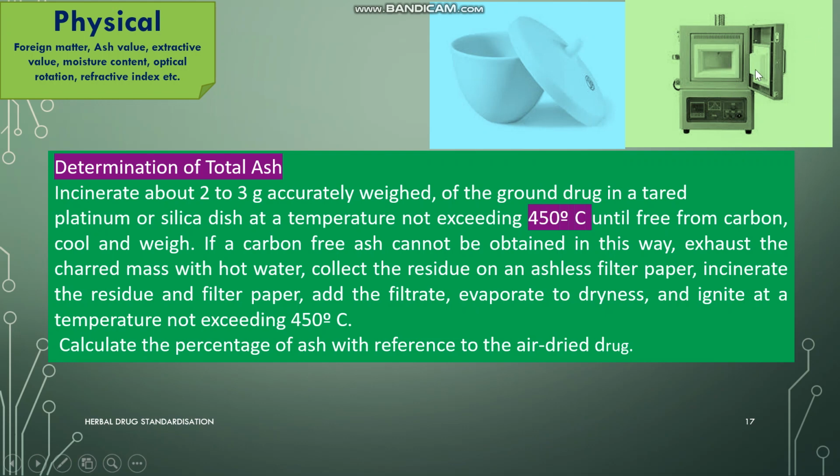So this is a muffle furnace. It has a special quality that in this furnace we can increase the temperature up to 1000 degrees Celsius, and for calculating ash particularly we need 450 degrees Celsius. What we generally do is take a previously accurately weighed crucible, add the drug in the crucible, and subject it to incineration for a particular time period at 450 degrees Celsius, until it becomes ash.